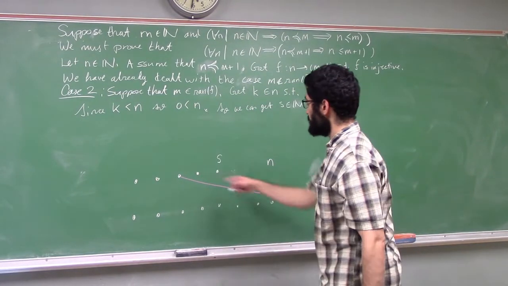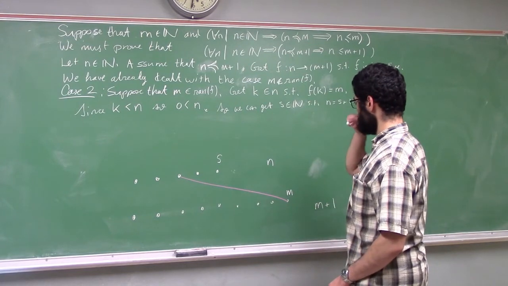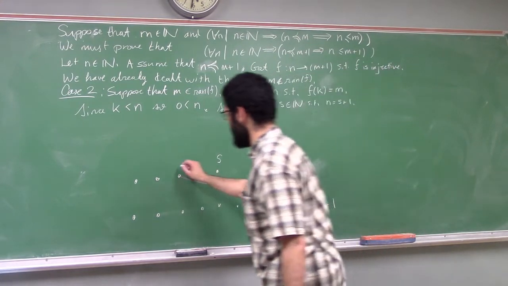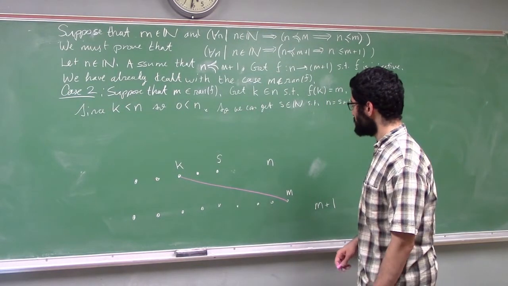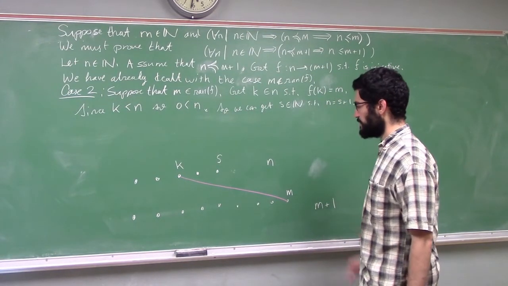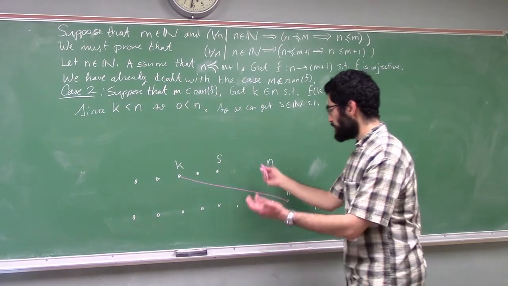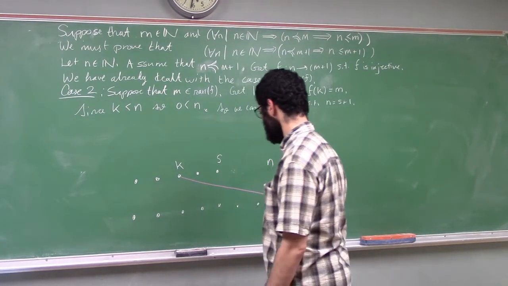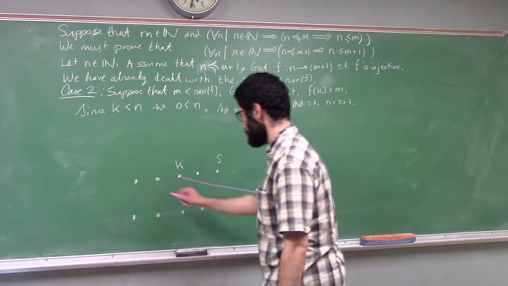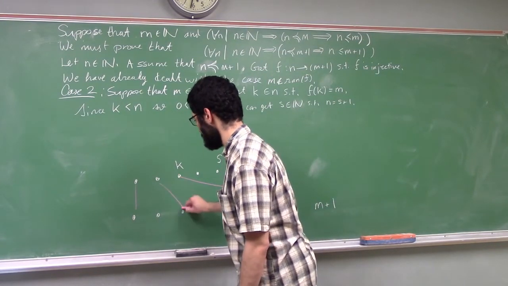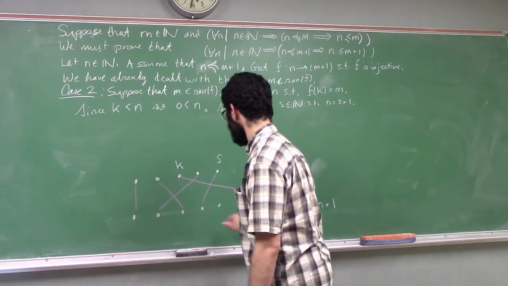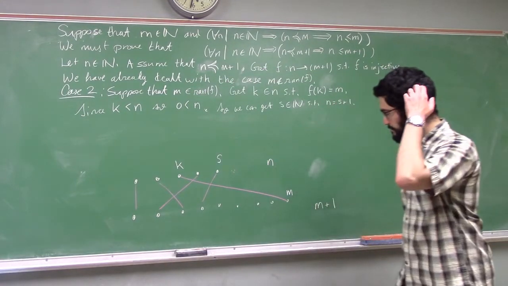And whatever thing gets sent to m, we're calling that thing k. So that's k. So k is such that f of k is m. And then the rest can go anywhere. Who knows what happens to the rest? You know, here, here, here, here, something like that.